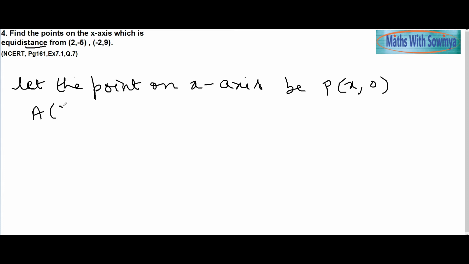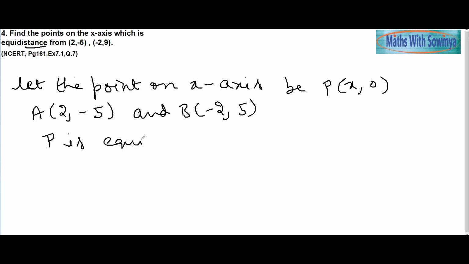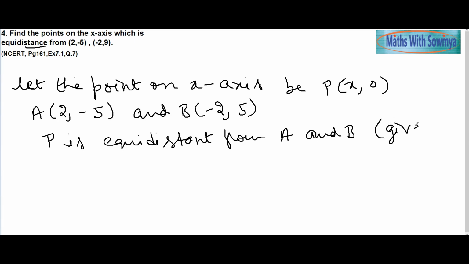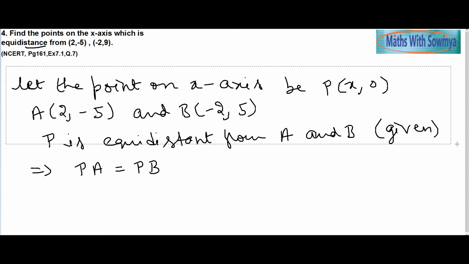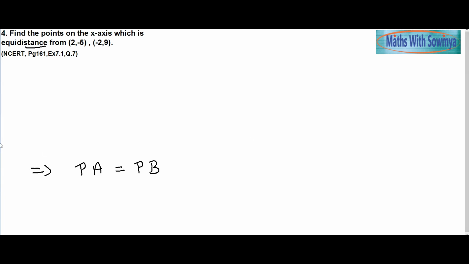And given points are these two. Write that also, whatever it is given. And P is equidistant from A and B. This is given to us, which implies PA is equal to PB. So, we directly apply the distance formula here, and we can apply it here.